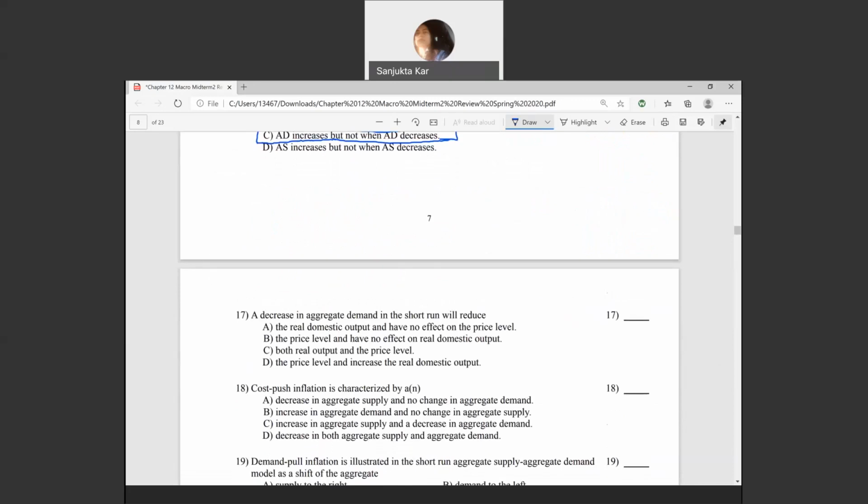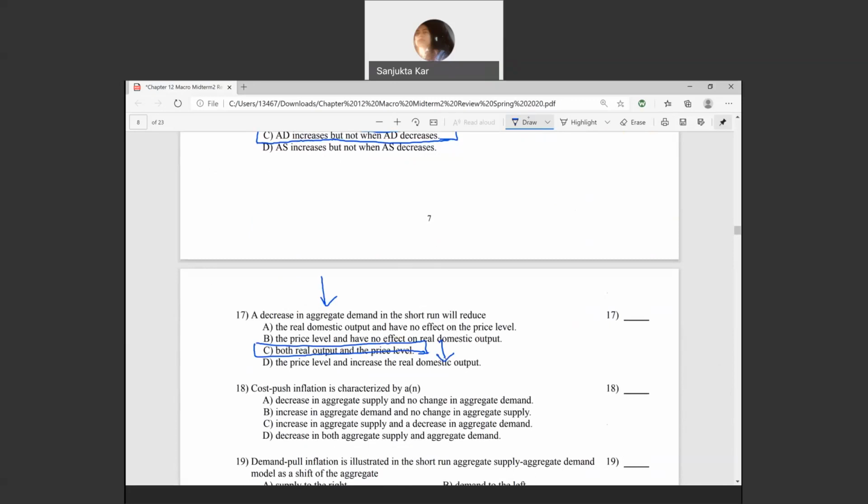Question 17. A decrease in aggregate demand in the short run. Remember, like the demand curve, for the aggregate demand curve, the output and price level always move in the same direction. If aggregate demand goes down, price and output are also going to go down.